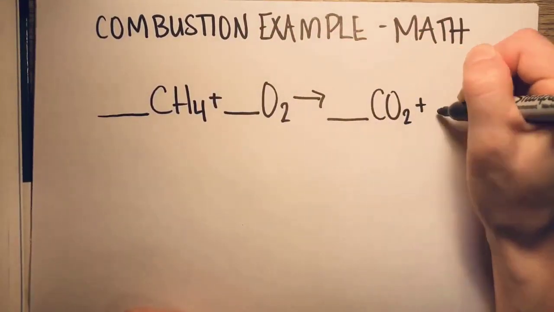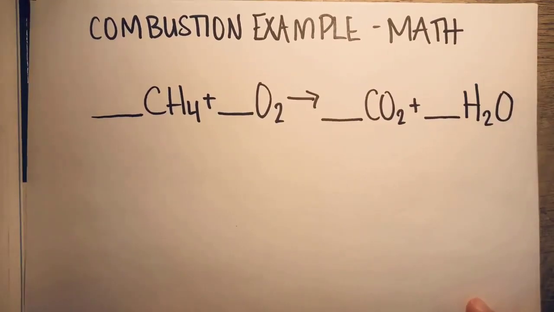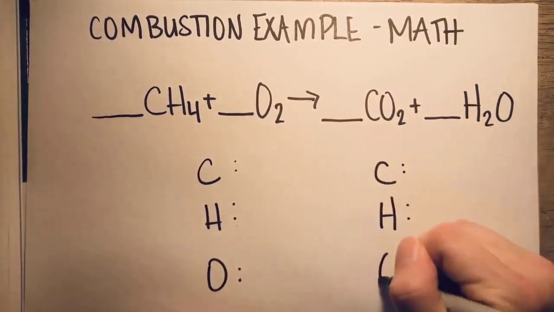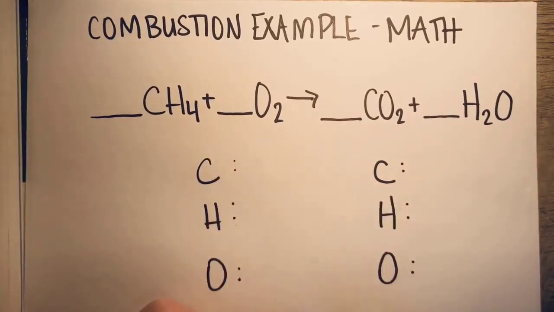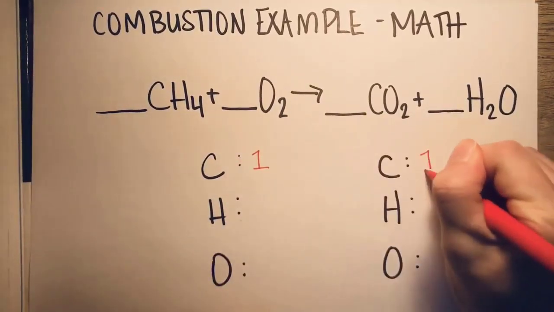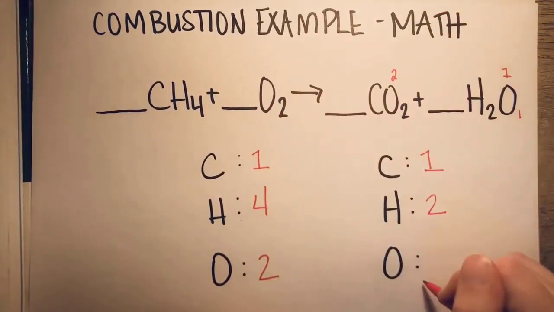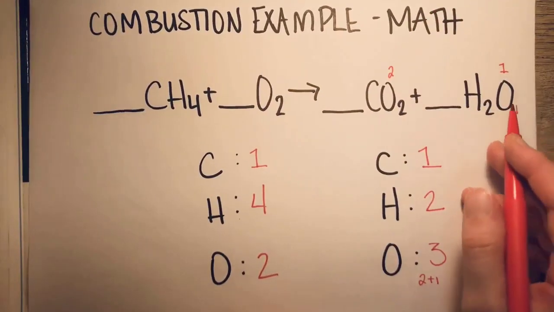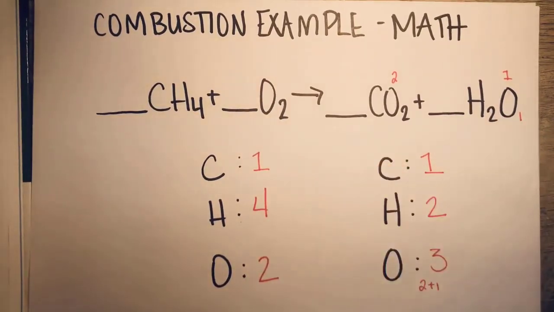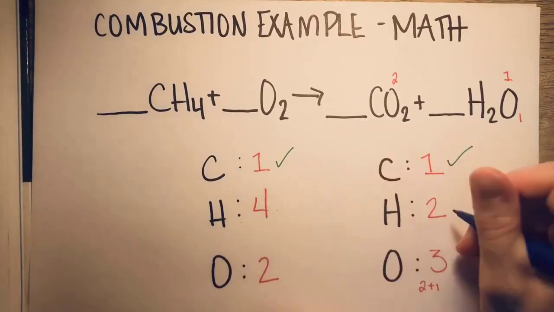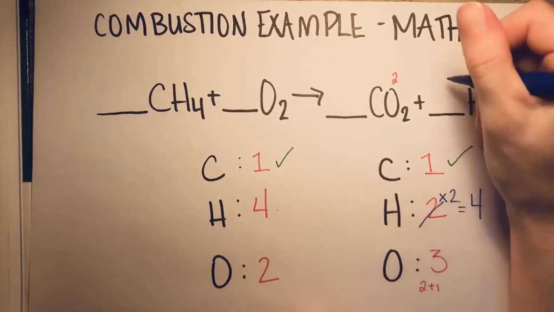Let's do the same exact reaction, but let's do it the math way. So again, starting with carbon, then hydrogen, then oxygen. So counting my atoms first, one carbon on both sides, four hydrogens on the reactants, two on the products, two oxygens on the reactants, and three on the products. Again, make sure you're counting the oxygens from both particles, CO2 and H2O.